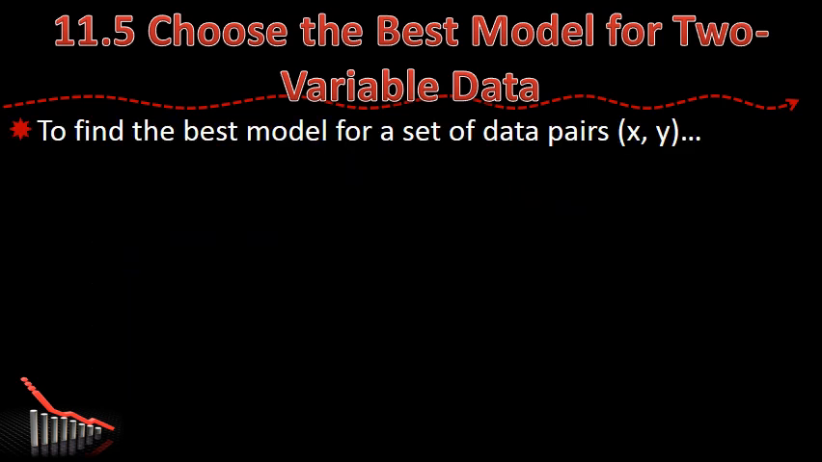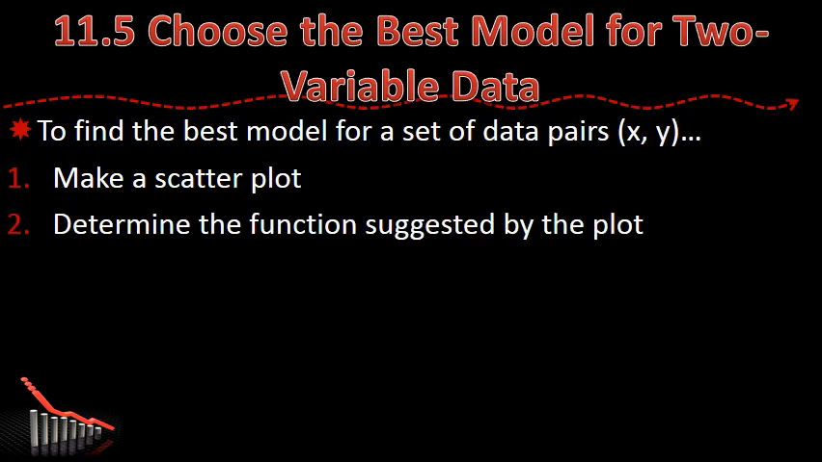To find the best model for a set of data pairs. So you know you have some data and you want to find out what model it is. You can find out, make some predictions about it. You need to first of all make a scatter plot. So you graph all the points. Then you determine the function suggested by that plot.